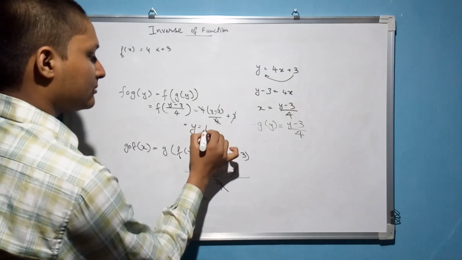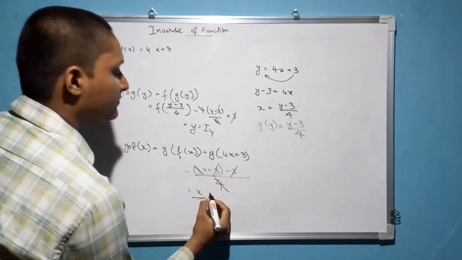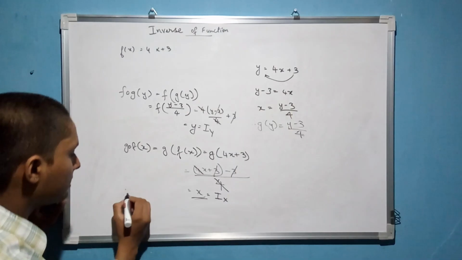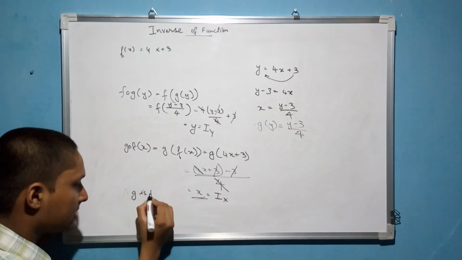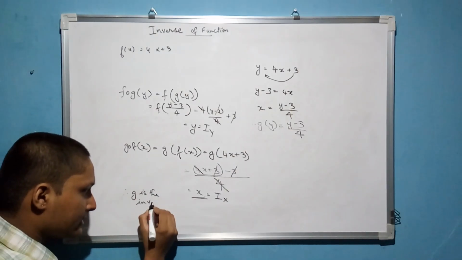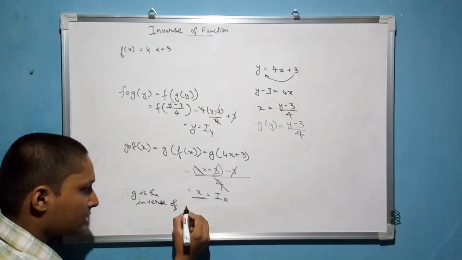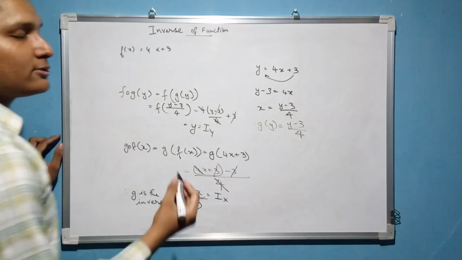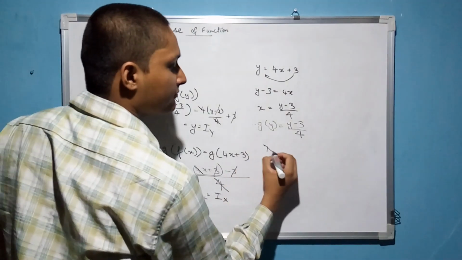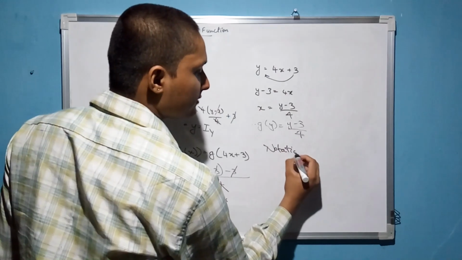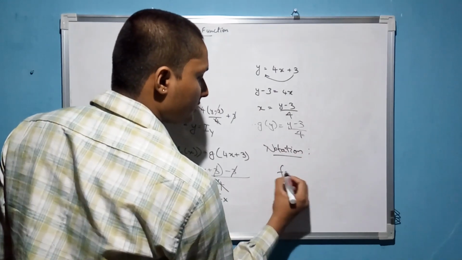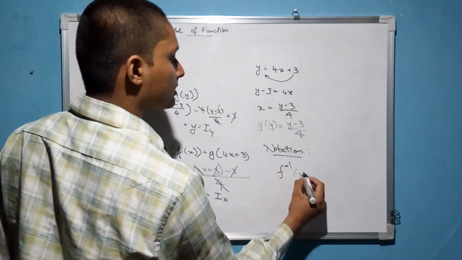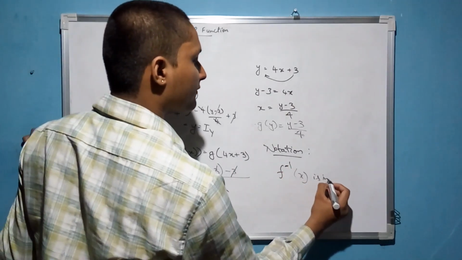Or I should write in both the cases as I_Y and I_X. Therefore, g is the inverse of which function? The f(x) function. So how can I write this? There should be a proper notation. The notation for the inverse of the function is f inverse. So say f is a function, then f inverse of x is the inverse of f(x).